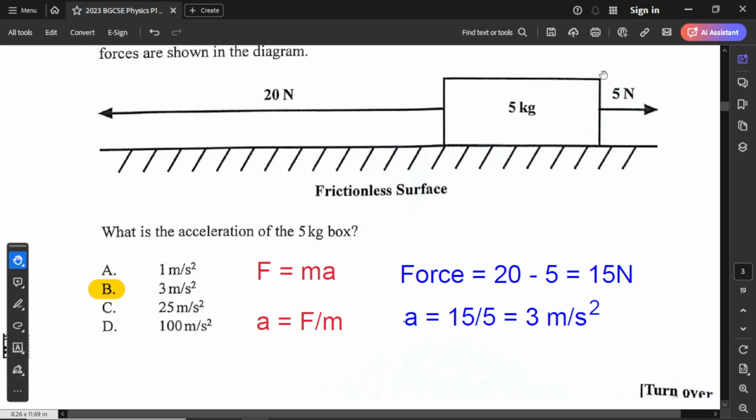However, to determine the total force or the net force, all right, as the 20 newtons and the 5 newtons are in opposite direction, so therefore means then the force equals 20 newtons minus 5 newtons, which gives us a net force of 15 newtons. Therefore, the acceleration is going to be 15 newtons divided by 5 kg, which is the mass, and that equals 3 meters per second squared. So therefore, B is the correct answer.